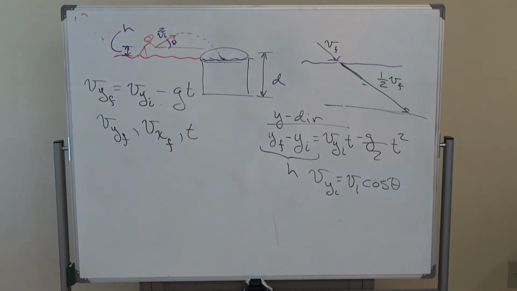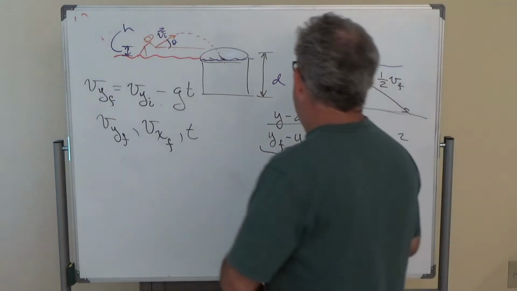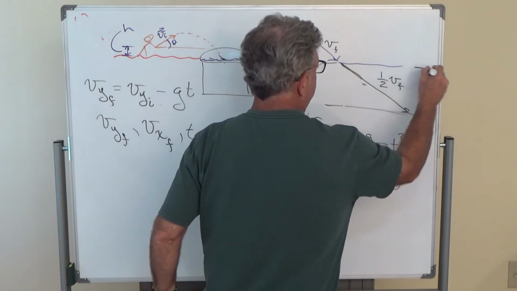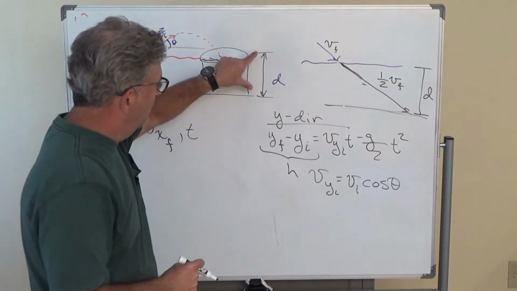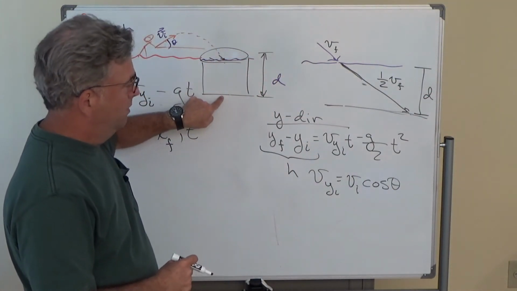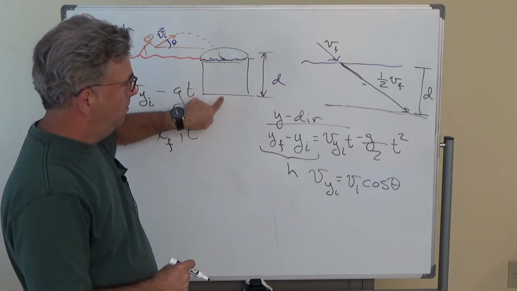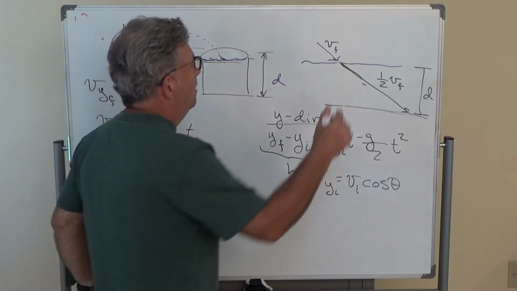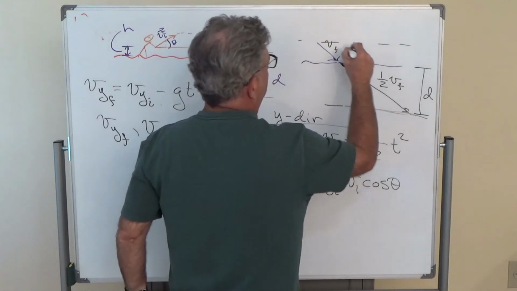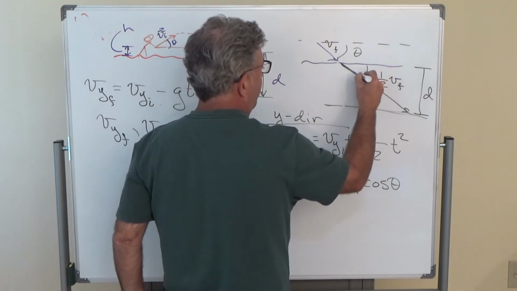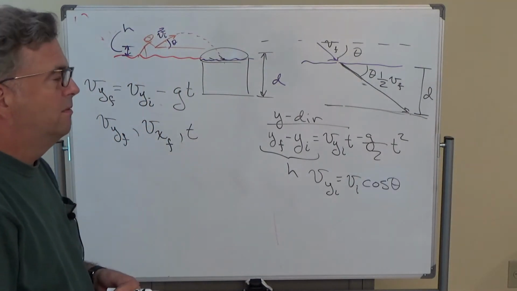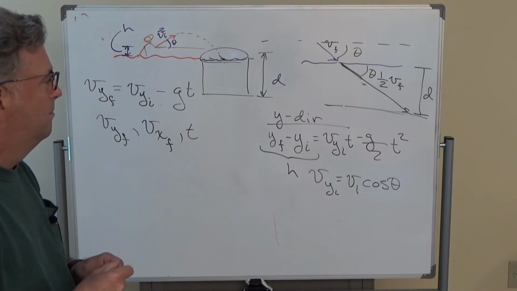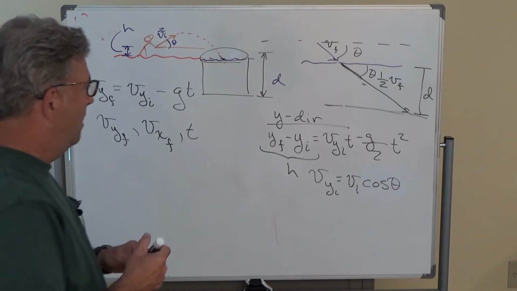Now, let's look at the second part. This distance is D. That's what I'm calling it here, from the top of the water to the bottom of the well. Call this angle theta. That makes this angle theta. Okay. We need to know that.